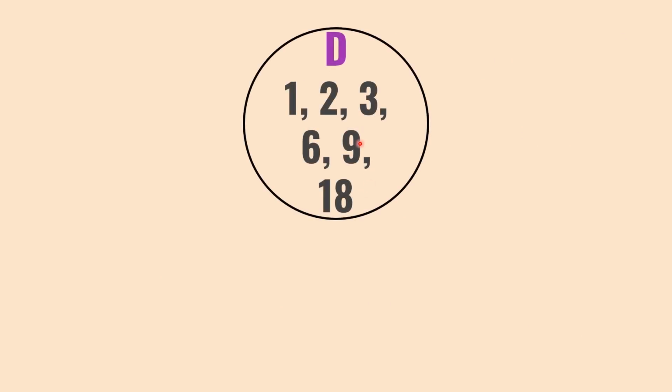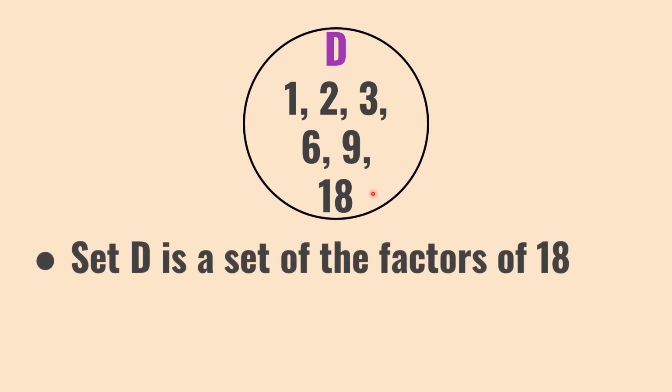Lastly, let us have the circle that represents set D with the elements or members 1, 2, 3, 6, 9, 18. How can we describe set D? Right. If we are going to define the set, we have set D is the set of the factors of 18.